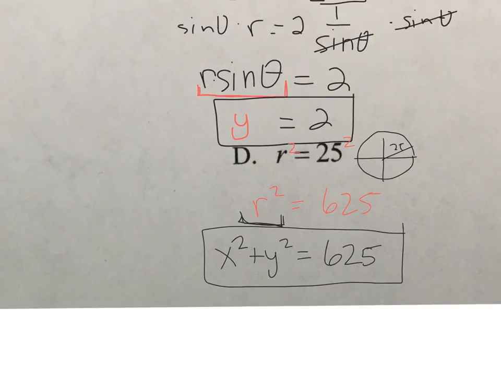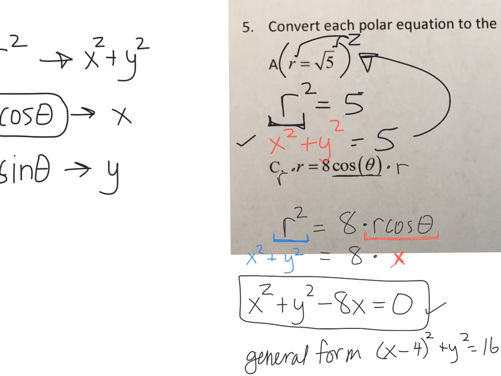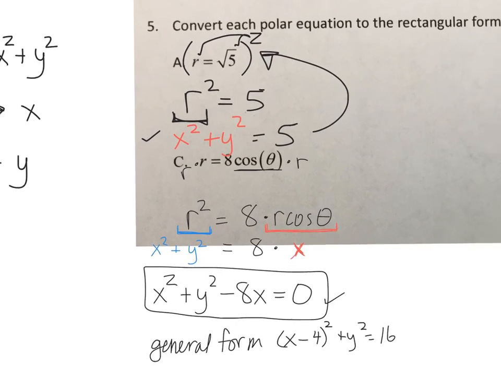So remember, when you're converting from a polar equation to a rectangular equation, we are looking to make r squareds or r cosines or r sines to replace them with their rectangular equivalent.